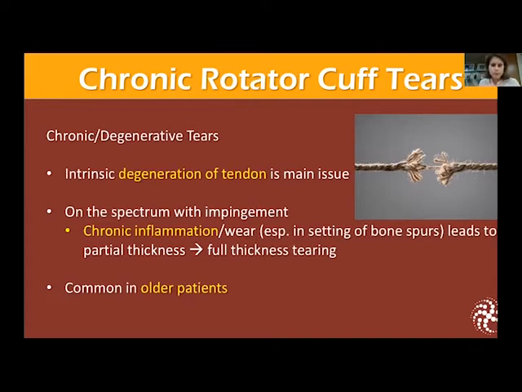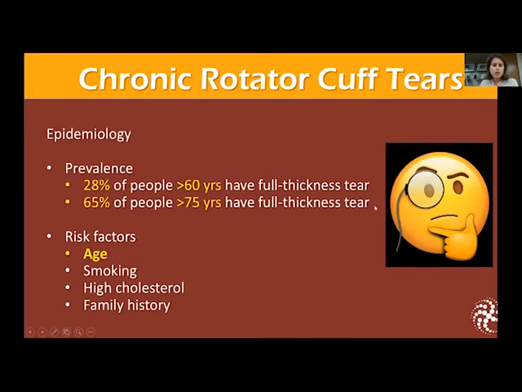Now, the general epidemiology of chronic rotator cuff tears: there have been some studies showing that the prevalence of these in older individuals is quite substantial. And we're talking full thickness, asymptomatic, meaning patients don't even know that they have a rotator cuff tear. Over the age of 60, almost 30% of people had asymptomatic tears. And in people over the age of 75, 65% of people had them. So it's a pretty common thing, which tells you that a lot of people are living with these issues, and it doesn't necessarily mean that you need to have it fixed.